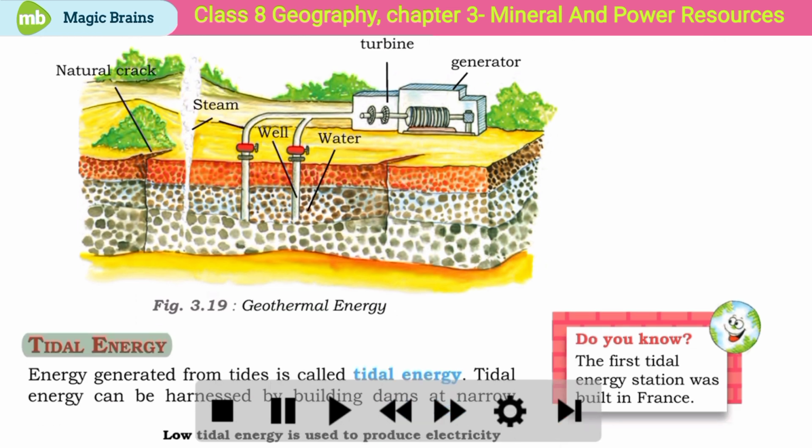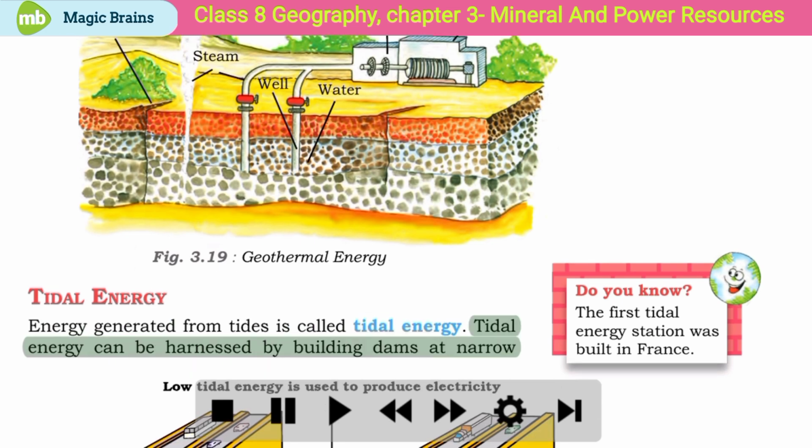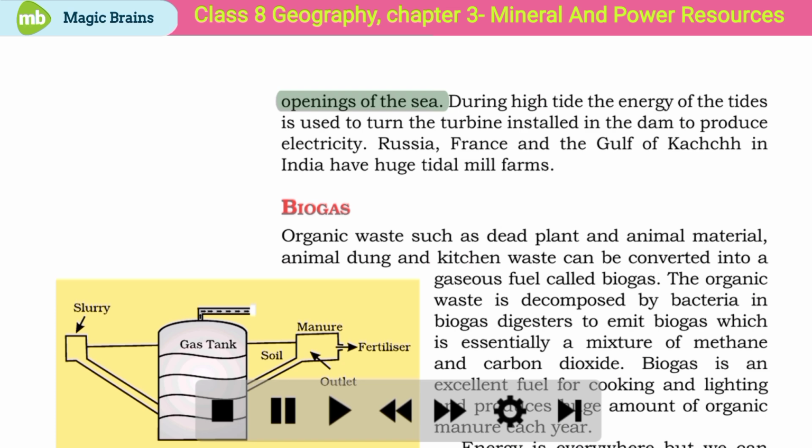Tidal energy. Energy generated from tides is called tidal energy. Tidal energy can be harnessed by building dams at narrow opening of the sea. During the high tide, the energy of the tides is used to turn the turbine installed in the dam to produce electricity. Russia, France, and the Gulf of Kutch in India have huge tidal mill farms.